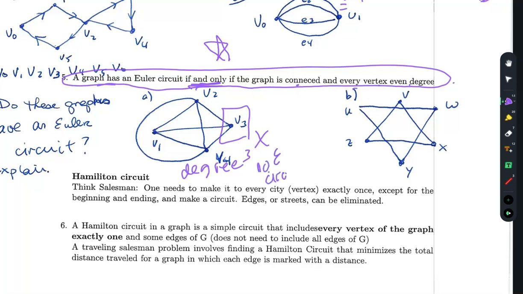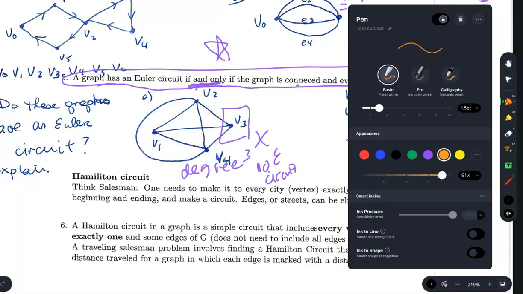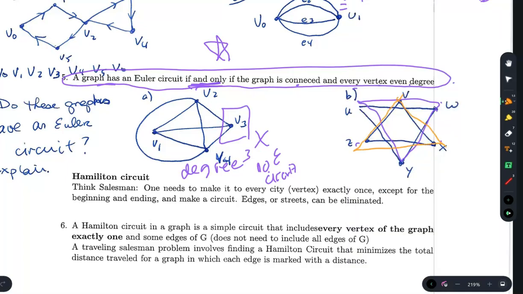No Euler circuit. Okay, so what about this one? I see each vertex has degree 2, but wait a second. Can you see that it's not connected? These 2 triangles are on top of each other, so it is not connected, and so that means there's no Euler circuit available.